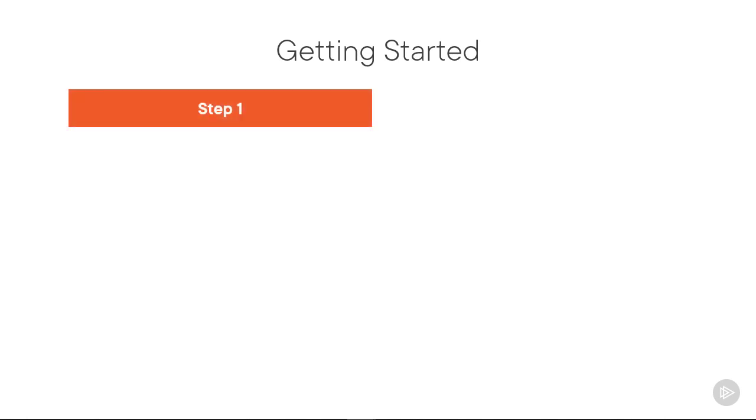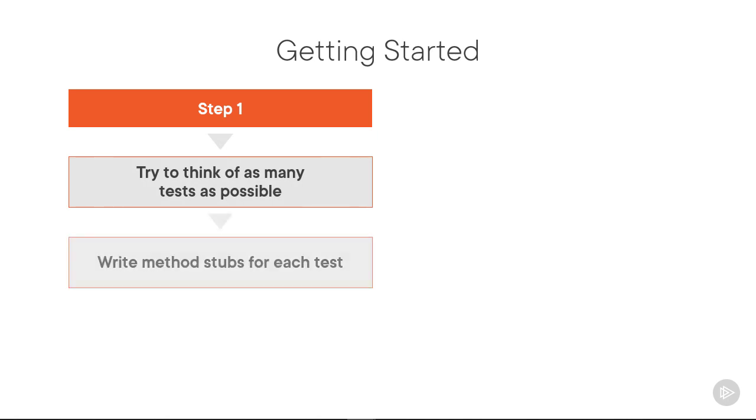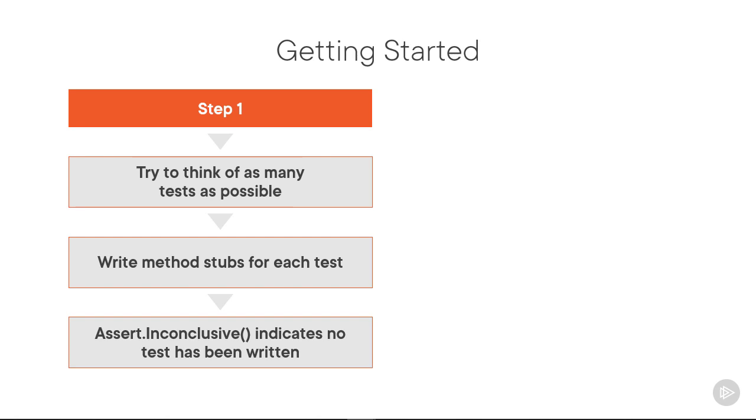So step one in our process will be to try to think of as many tests as possible for this one method. And then we'll write method stubs for each test that we can think of, and we'll add the assert.inconclusive method inside of each method stub. Now this indicates that no test has yet been written. The goal here is just to try to think of as many ways to test that one method as possible. And of course you will do this for every method in each class.